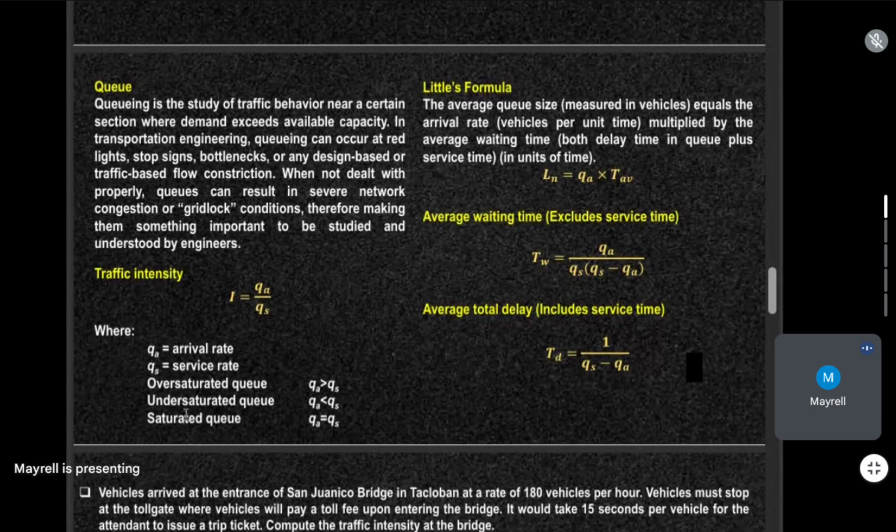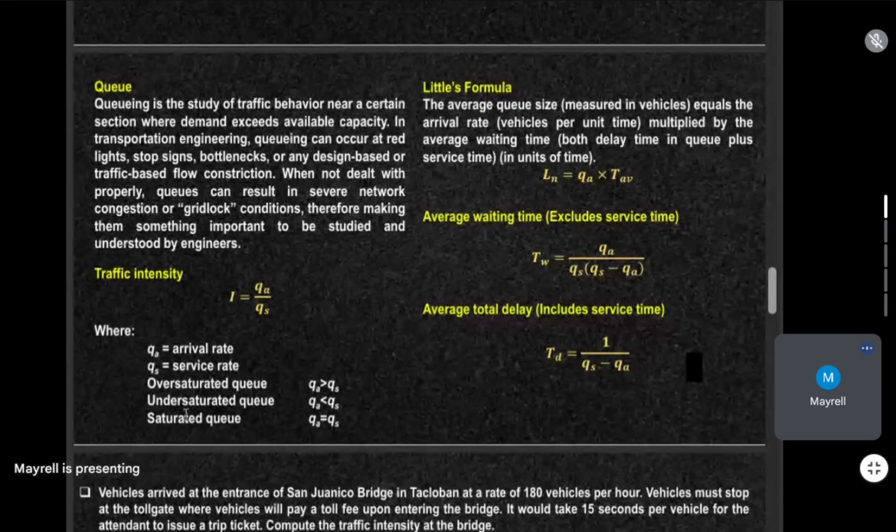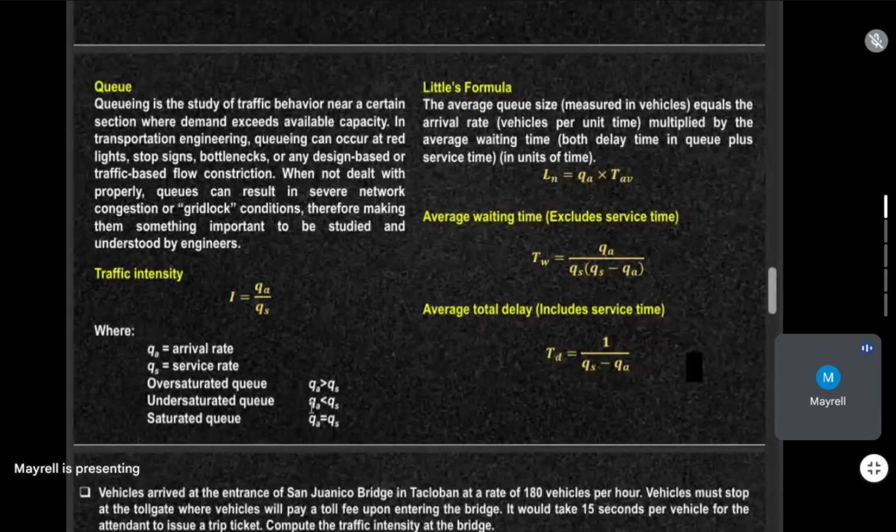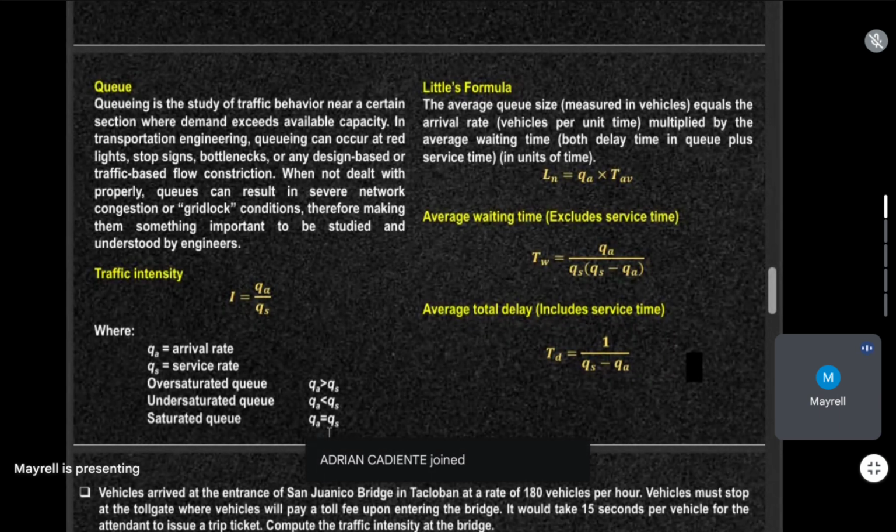For example, you have a toll booth. Its service rate is the number of vehicles it can accommodate in a certain time, say 6 vehicles per minute. If more vehicles arrive than that, they will congest while waiting for their time. So the queue is oversaturated. Undersaturated is when your arrival rate is less than the service rate. Then saturated queue is when arrival rate is equal to service rate.